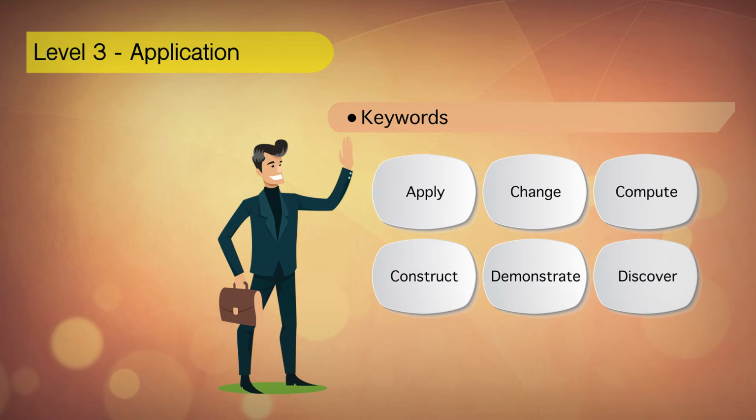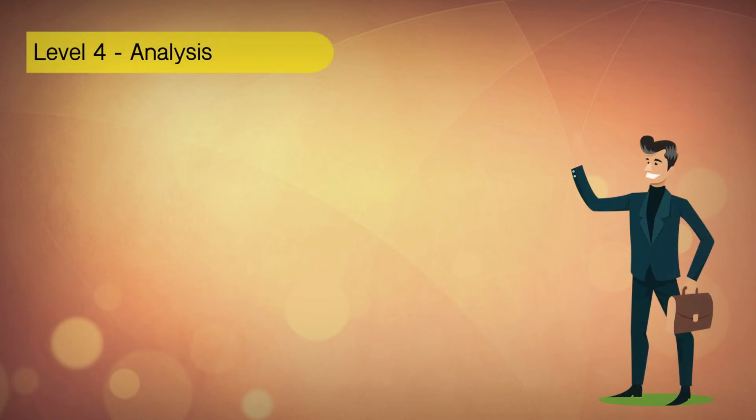This slide shows some examples of questions that a learner may ask to determine the achievement of a student at the application level. And the keywords shown in the slides are commonly used to formulate test questions for measuring learners' knowledge level of cognition. The fourth level is analysis level.